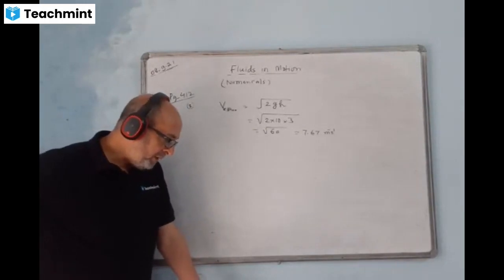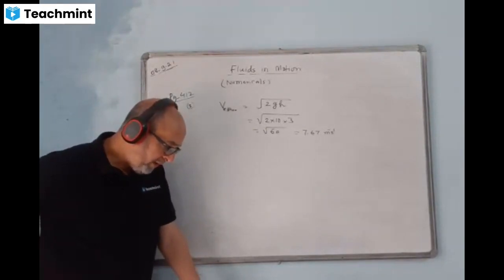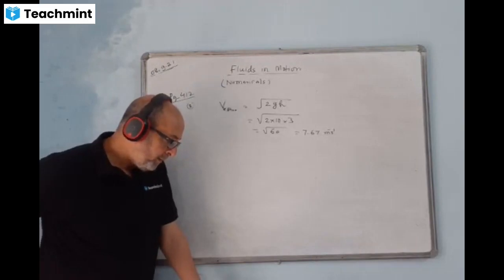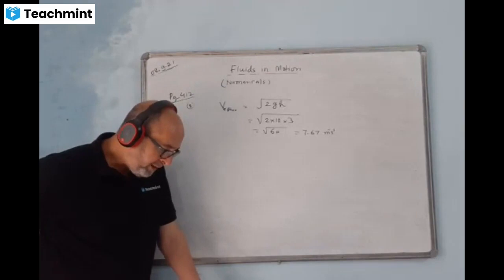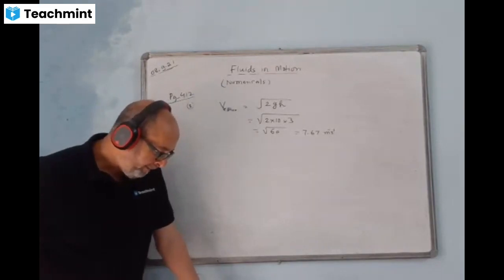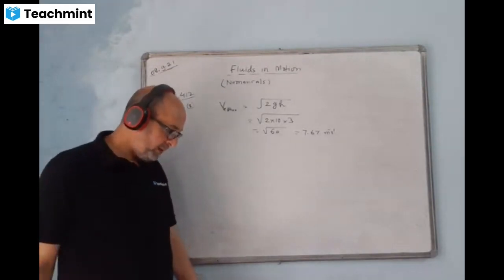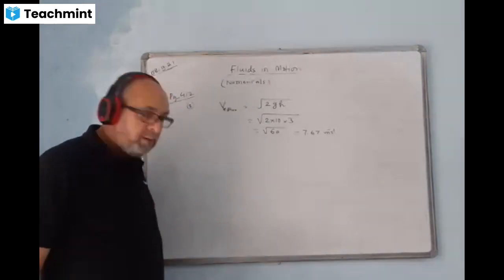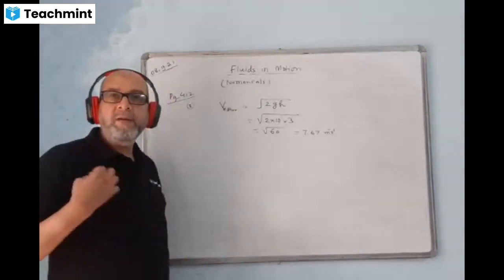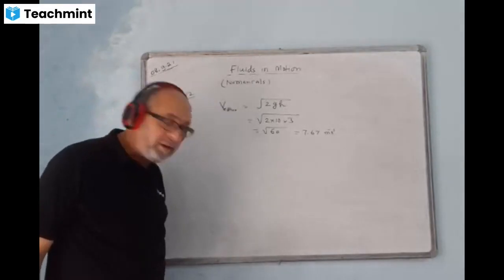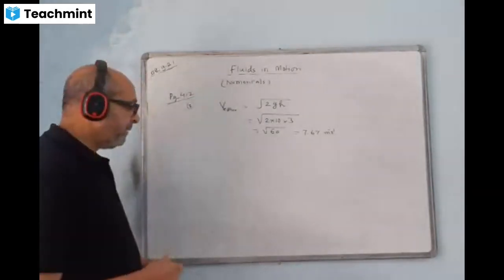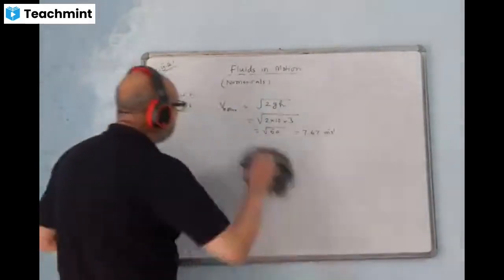So find the velocity at a section where the radius of pipe is 10 centimeters. So this time the rate of flow is given. What is the rate of flow given? 10 meter cube per second. Rate of flow is capital V given.